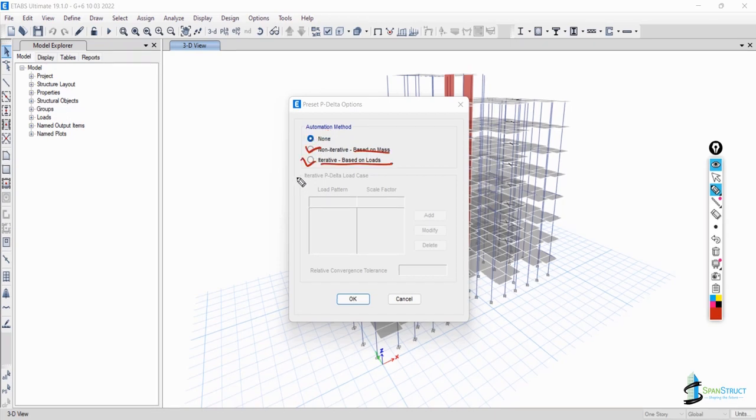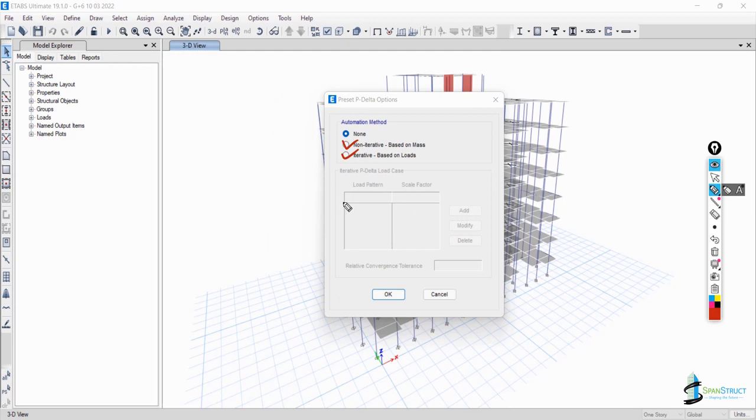Now in ETABS, whenever you want to capture the P delta effect, it can be captured by two methods. One will be non-iterative based on mass, and the second option will be iterative based on loads. Now you might be thinking which is the best option to capture the effect, the non-iterative or the iterative method. So the right answer is iterative based on loads.